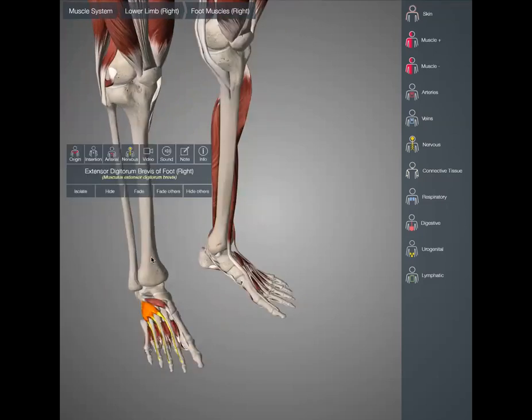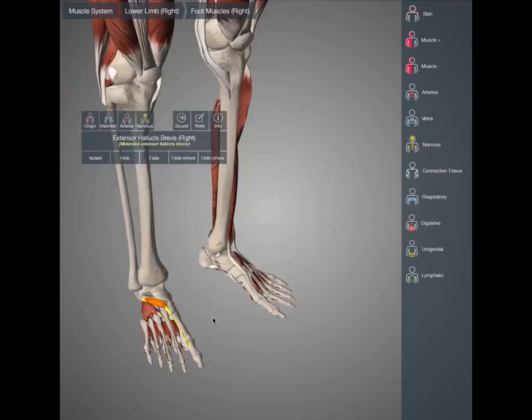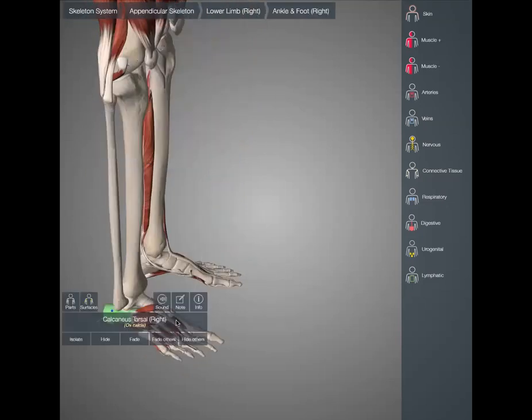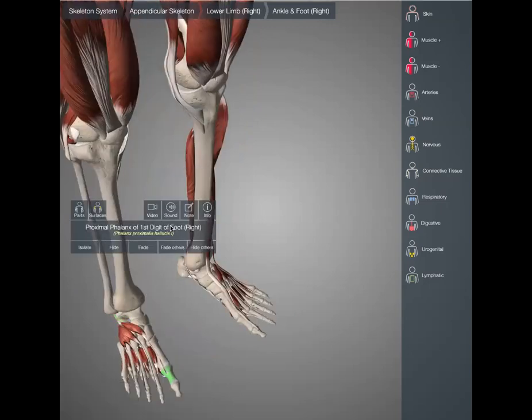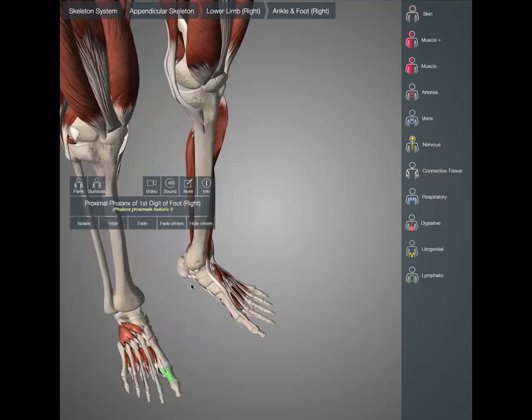Okay. The next one we're going to talk about is the extensor hallucis brevis, which is often considered to be found on the medial part of the extensor digitorum brevis, and it's a separate structure. It originates also from the calcaneus and inserts onto the base of the proximal phalanx of the greater toe. Okay, phalanges of the great toe are proximal and distal, and we have the base of the proximal one. It extends the great toe and it is innervated by the deep fibular nerve.